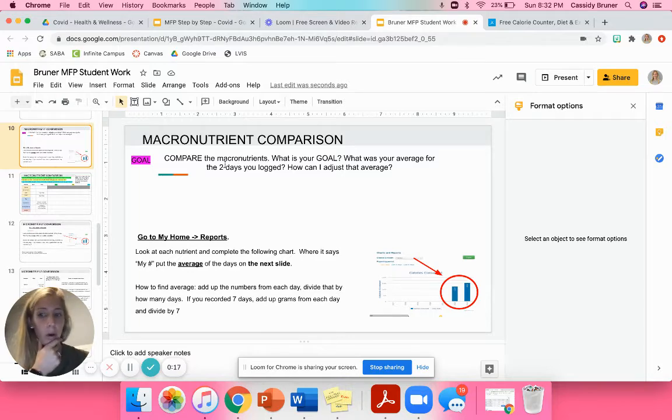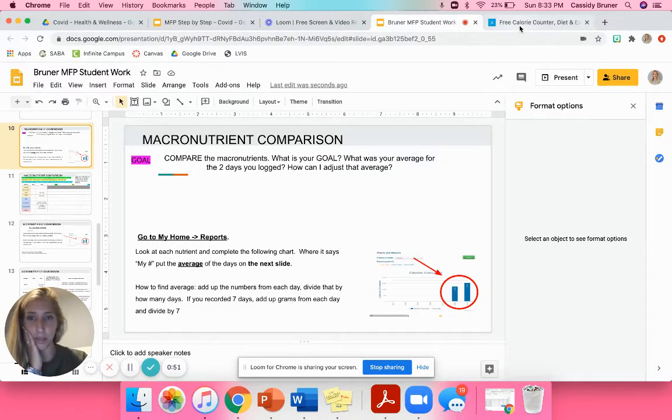Basically, the goal of this part of the project is you have now logged 2 days of eating. Of course, none of us are going to eat completely healthy. And this project is helping you realize where you are not eating healthy and then coming up with a better plan of how we can adjust that. So the goal for this part of the project is to compare the macronutrients that you ate on the 2 days you logged. What's your goal? What was your average? And then how are you going to adjust that average to be in those healthy zones?